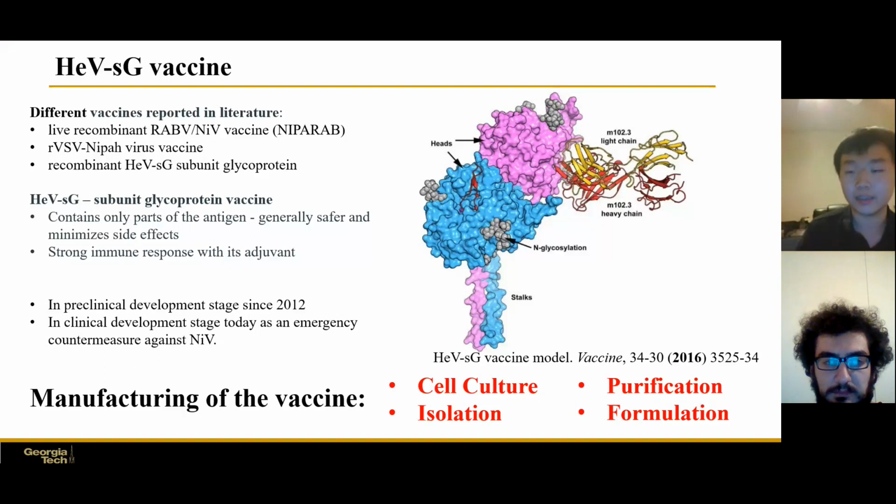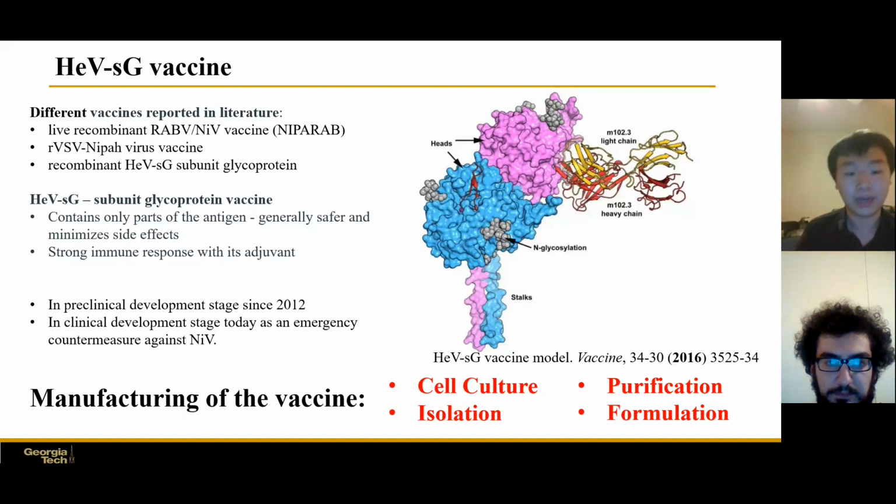Because of the safety in mind, we decided to choose the recombinant subunit glycoprotein vaccine. So because it's a subunit vaccine, there is a big downside, which is the efficacy of it, but we can counteract that with an adjuvant. Currently, the HEV-SG vaccine is in clinical development, but it is also used as an emergency countermeasure for NiV in case of an outbreak, which is also another reason why we picked this vaccine.